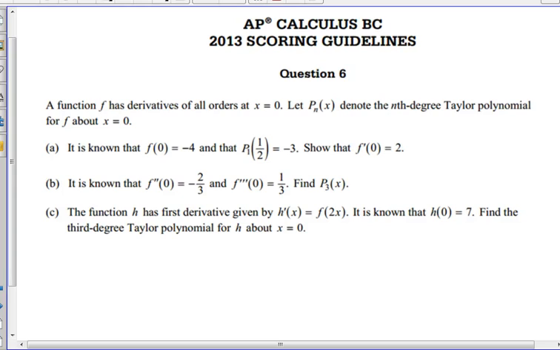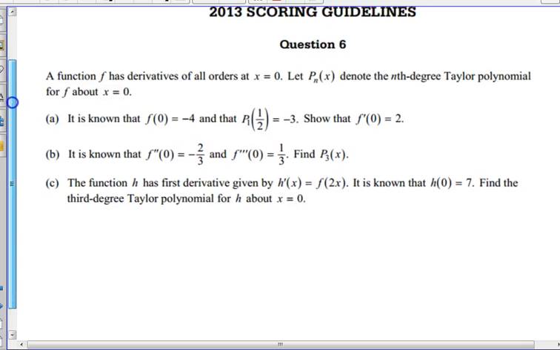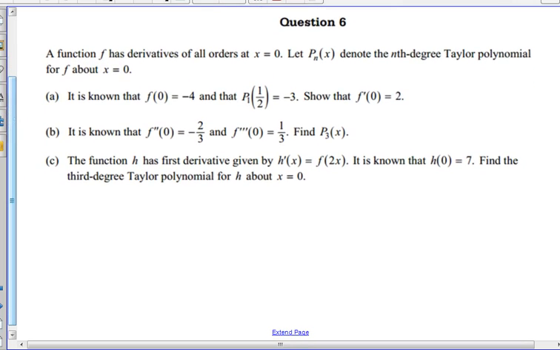All right, this is the 2013 AP Calculus BC exam, question number 6 again, yet another Taylor series question. And on this one, I think you're going to find part A is really tricky. If we can get through part A, part B and part C are not too bad at all. So let's read through this and see if we can make some sense out of it.